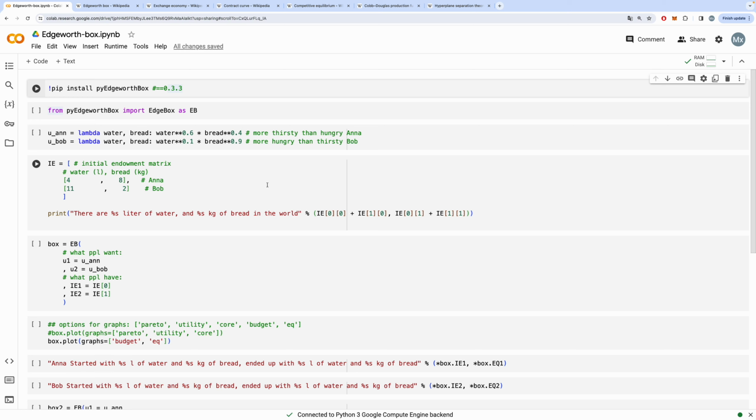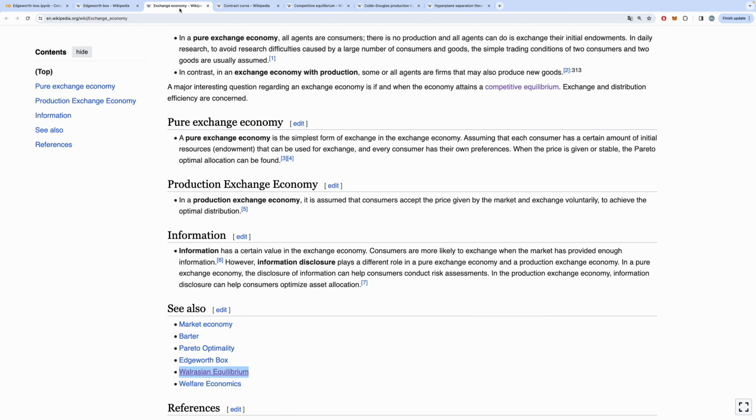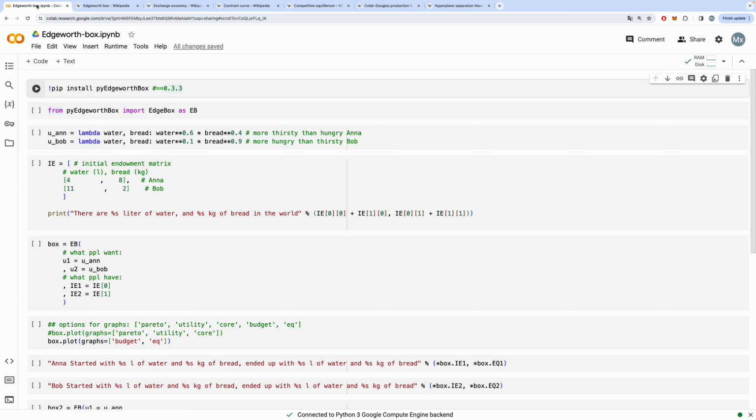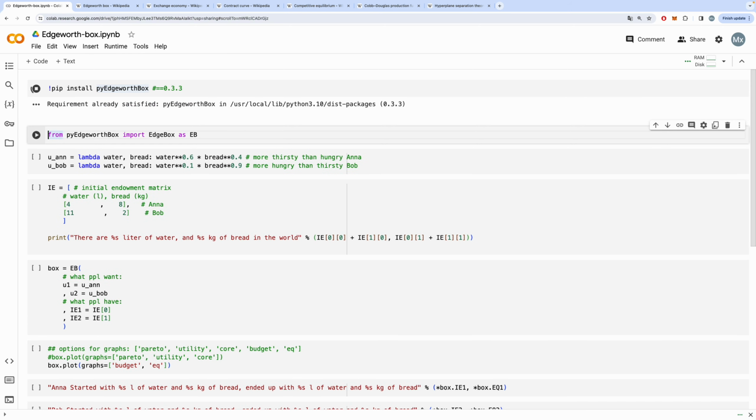Python package for the visualization of a so-called Edgeworth Box, the fundamental model for the pure exchange economy in microeconomics. Let me start the installation and keep talking meanwhile.